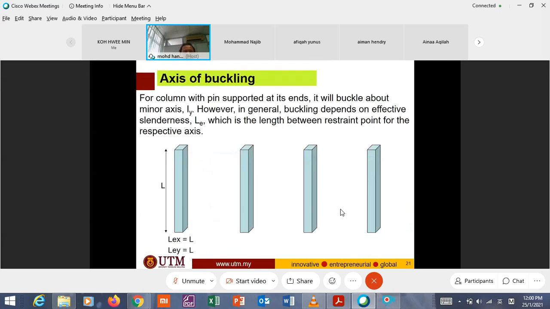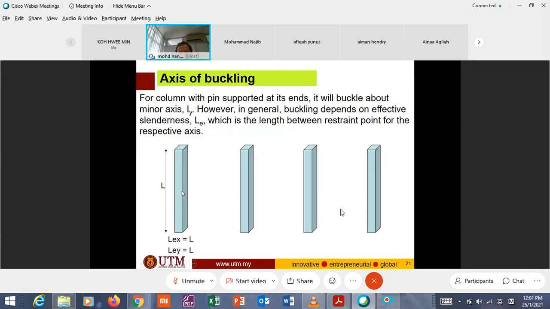So now, what is the axis of buckling? For a column pin supported at its ends, it will buckle about the minor axis, Iy. However, in general, buckling depends on the effective slenderness LE. Not only I but also LE. So these two criteria, I and L, which is the length between restraint points for the respective axis. Okay, this is the pin connection.